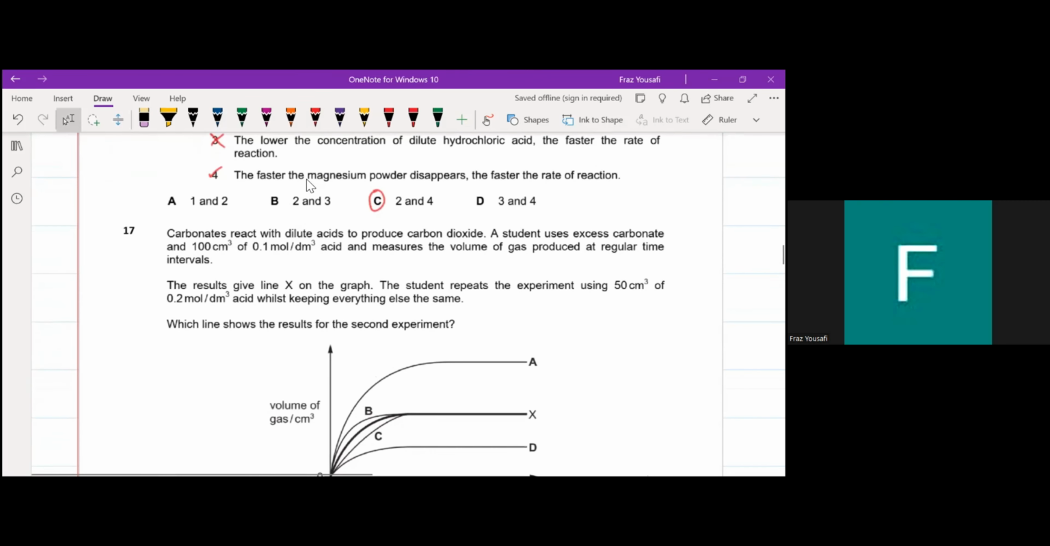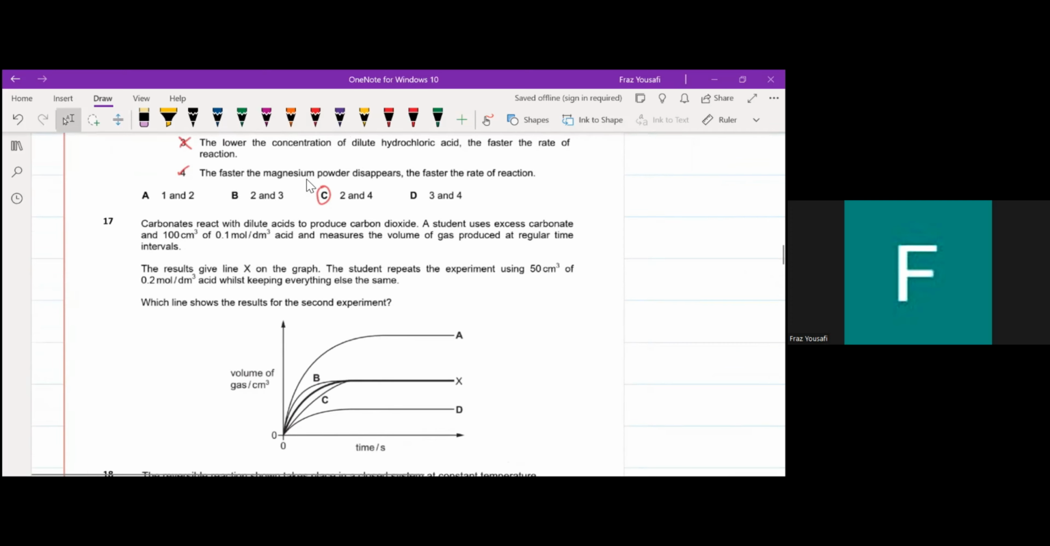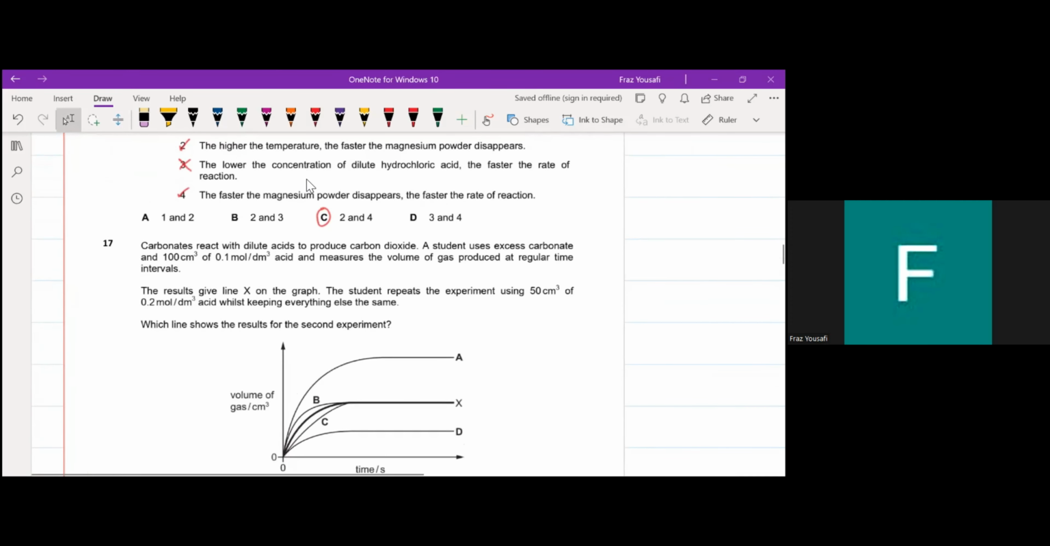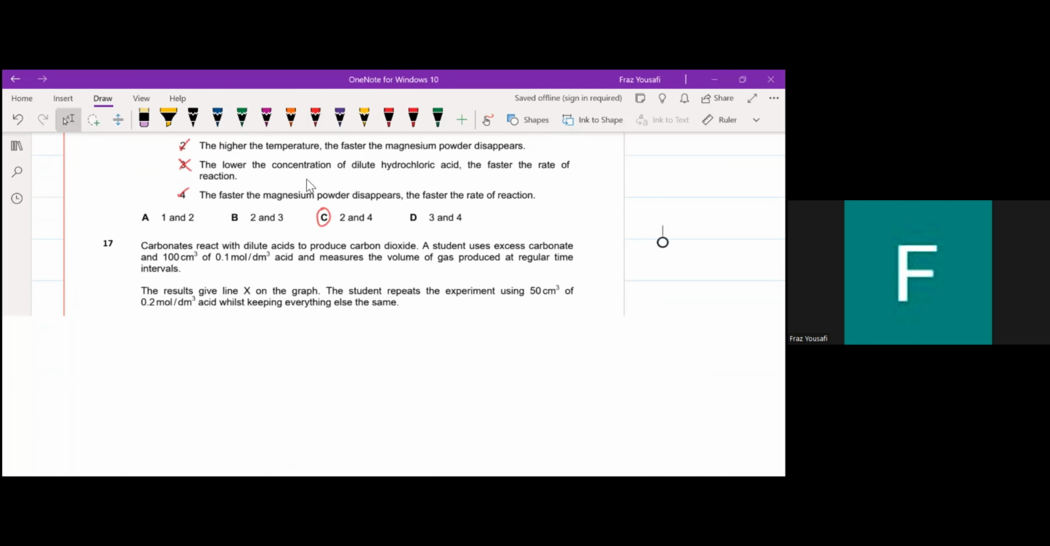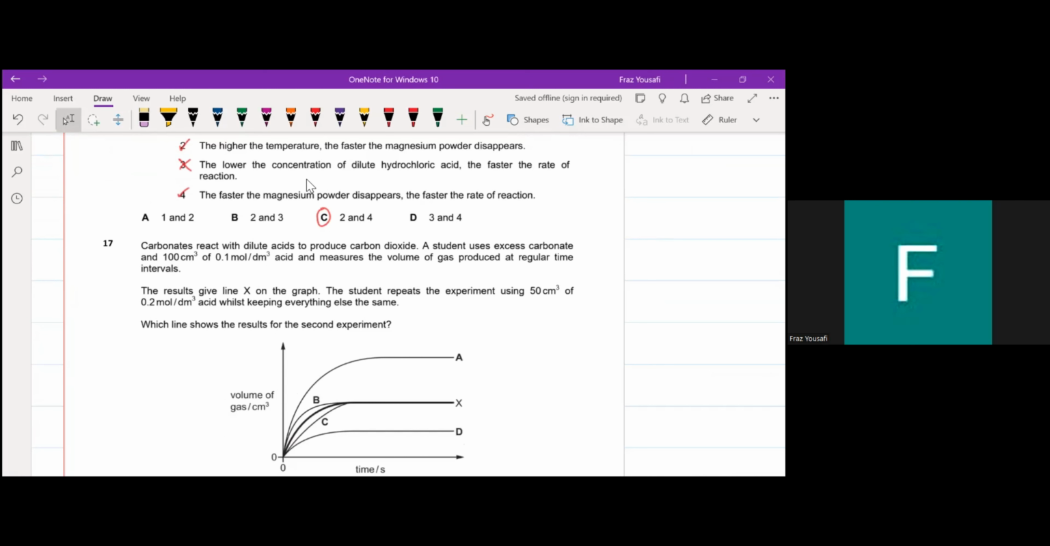All right, question number 17. So here, 17 says that carbonates react with dilute acids to produce carbon dioxide. A student uses excess carbonate and 100 centimeters cubed of 0.1 molar acid and measures the volume of gas produced at regular time intervals. The results give line X on the graph. The student repeats the experiment using 50 centimeters cubed of 0.2 molar whilst keeping everything else the same.